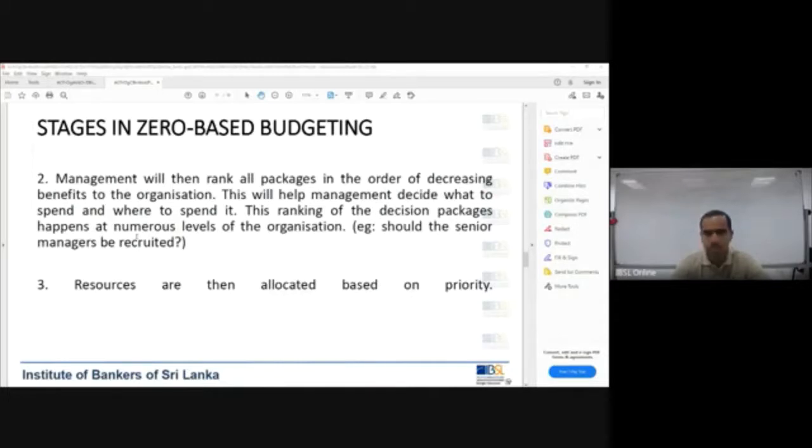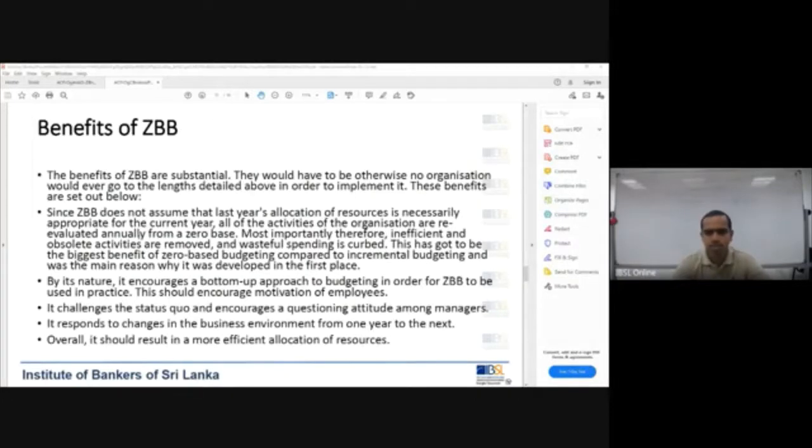Management will then rank all packages in order of decreasing benefits to the organization. This will help management decide what to spend and where to spend it. This ranking of the decision packages happens at numerous levels of the organization. Resources are then allocated based on priority. Right? You have to prioritize. Then the benefits of zero-based budgeting.